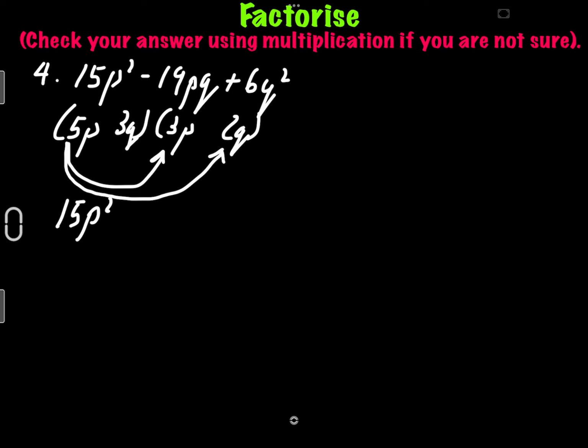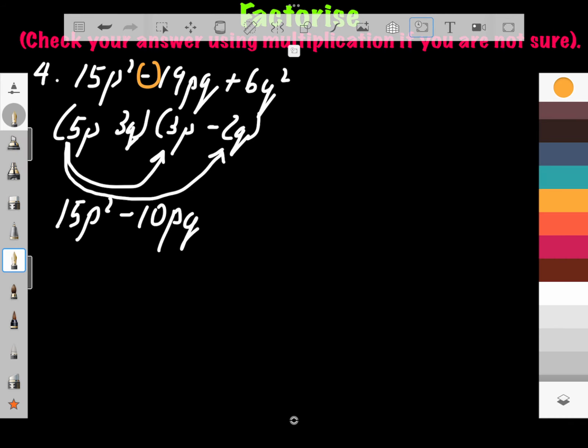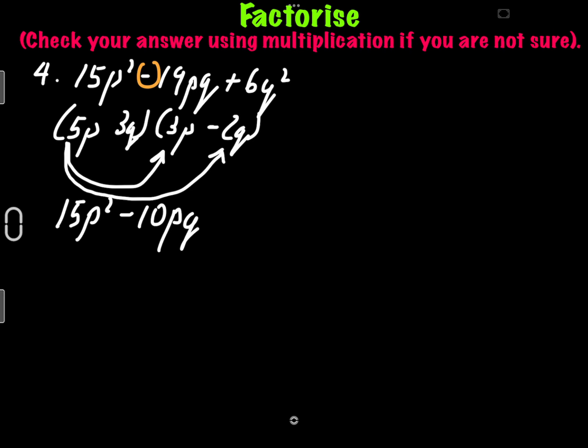In this case, we know that 5p multiplied by negative 2q gives us negative 10pq. So we want to get closer to negative 19pq. That's the whole idea. Very important to consider this operation. That's what we want to get to. So we are done now with the outer. Remember, we're using the FOIL method.